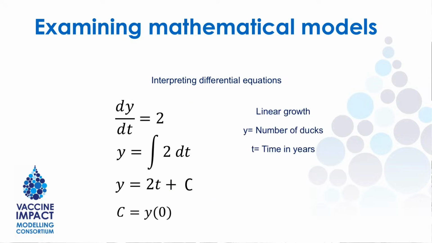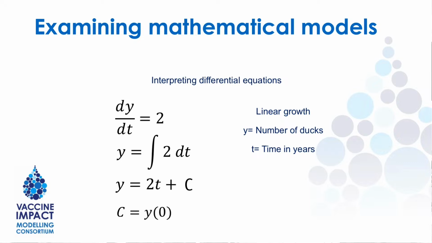Okay. So we've gone through, we've solved this one. It's a nice one. We can just integrate it. Got an indefinite integral, our constant of integration. Then we solved that using some initial conditions that we were given as well. So in this case, let's say that y is a number of ducks. We've got a population of ducks that we're interested in modelling, and t is the time in years.